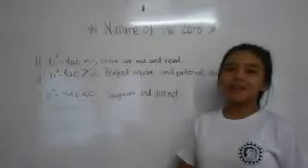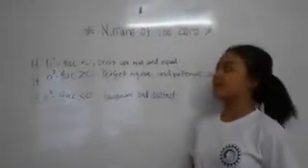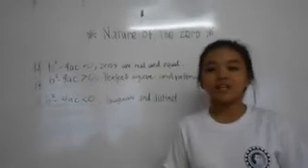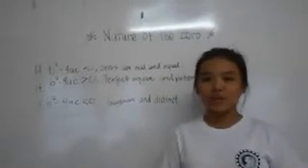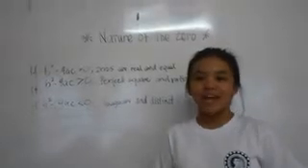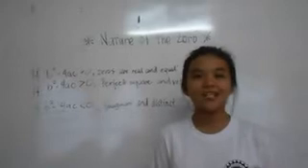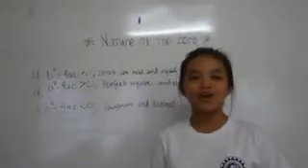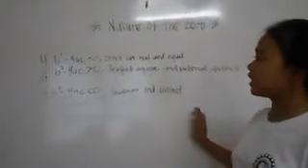Hello everyone! My name is Mervina Tinampay. I'm here again to discuss the nature of the zeros. In the quadratic formula, the algebraic expression b squared minus 4ac is called the discriminant. The discriminant determines the nature and number of roots of a quadratic equation. This is the nature of the zeros.